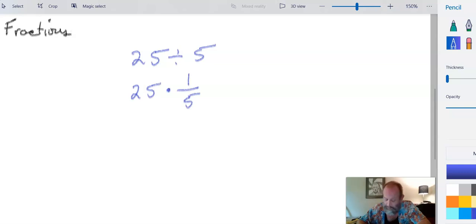And then if I need to multiply those out, I can actually do this, right? And now I have two fractions. I can cross cancel, so I'll end up with the same answer no matter which way I do it. 25 divided by 5 is 5.